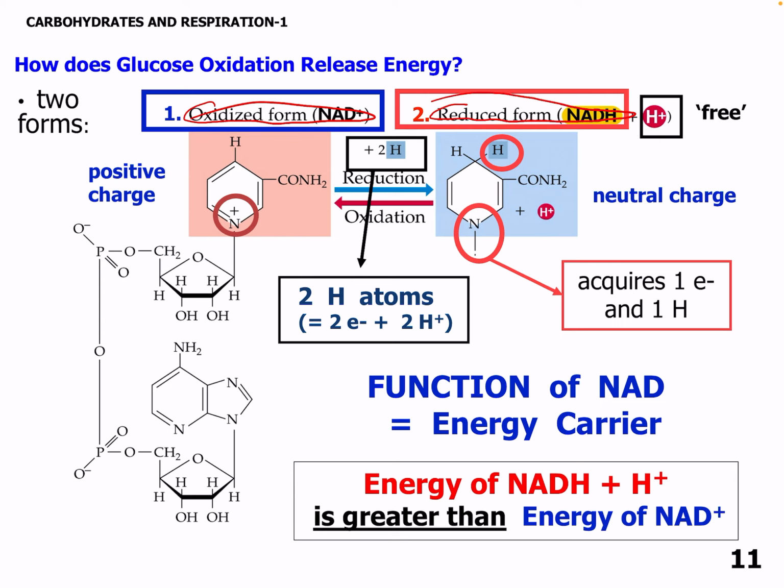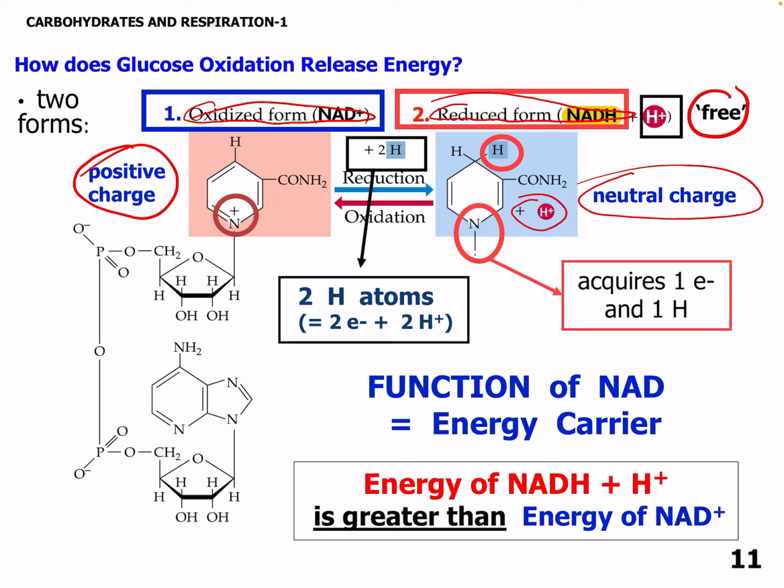So remember that we said the hydrogen ion can also be an electron or a hydrogen ion, so this is considered free. So here's an example. This contains a positive charge while this contains a neutral charge. So you can see the difference here. We've got that extra hydrogen ion here, but here we don't have it.